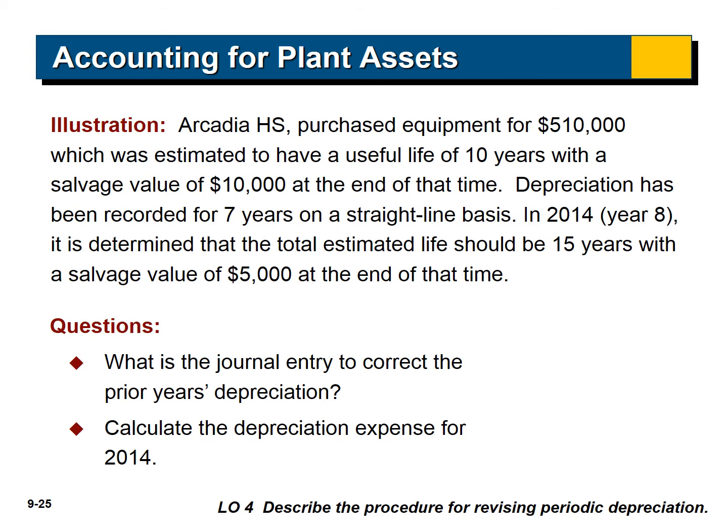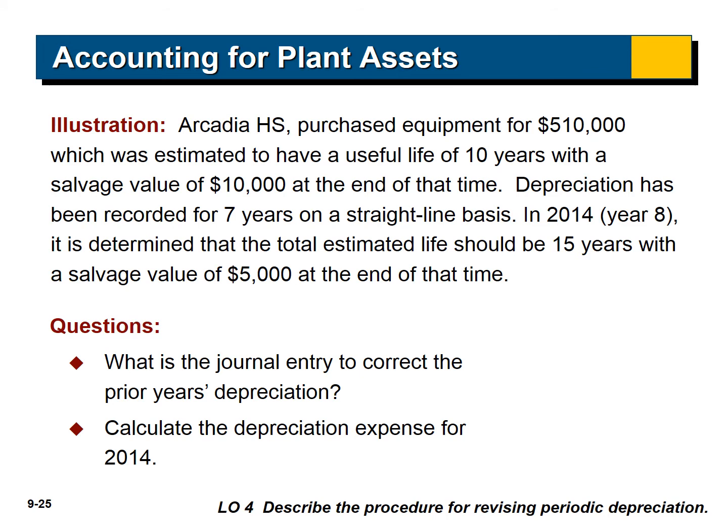Here's an illustration. Arcadia HS purchased equipment for $510,000, which was estimated to have a useful life of 10 years and a salvage value of $10,000. Depreciation has been recorded for 7 years on a straight line basis. In 2014, which is year 8, it's determined that the total life should be 15 years instead of the original 10, and the salvage value is $5,000 instead of the original $10,000. And the question is, what is the journal entry to record the correct prior year's depreciation? And then depreciation for 2014.